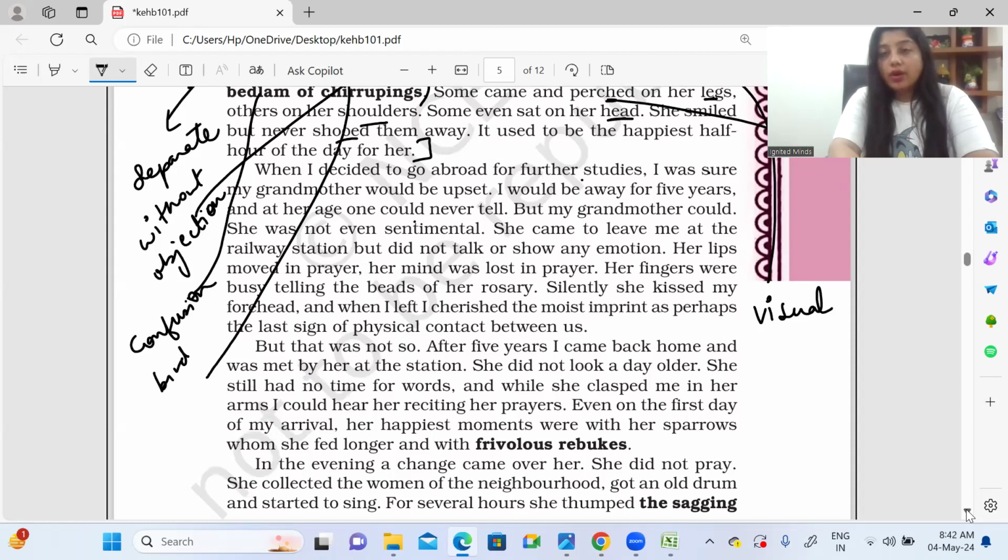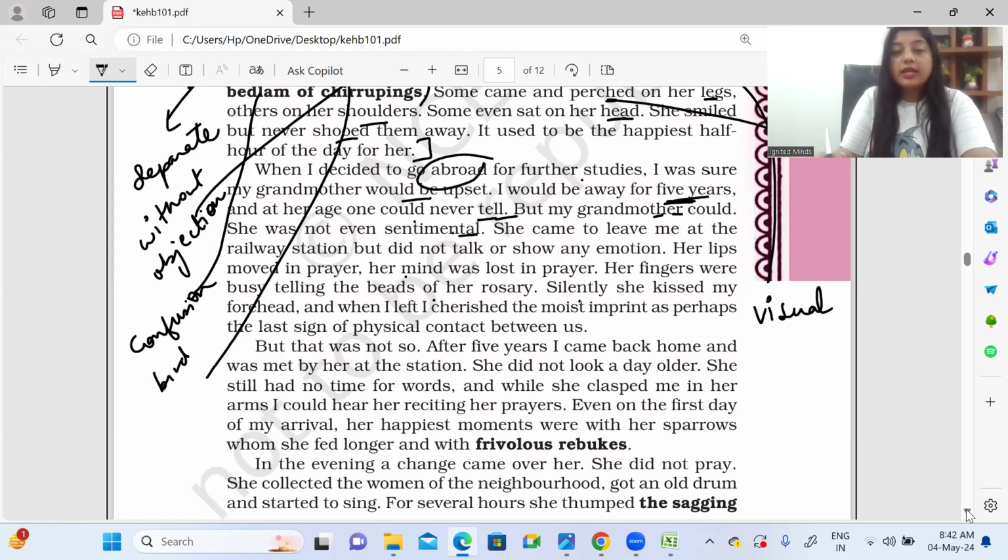When I decided to go abroad, now it is like you can say masters or post graduation. Now for that he wanted to go abroad. I was sure that my grandmother would be upset. So when the narrator decided to go abroad, it was very clear in his mind that the grandmother would not be very happy because now she will not be able to even see her grandson. I would be away for 5 years. So this was a 5 year visit he was going on. And at her age, no one could ever tell, but my grandmother could.